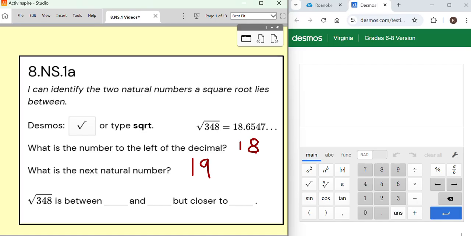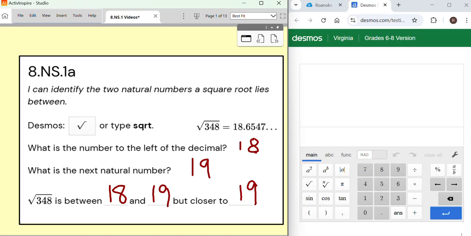So when you look at 18.65, which one is it closer to? 18 or 19? Because that decimal is a 6, it is definitely closer to 19.